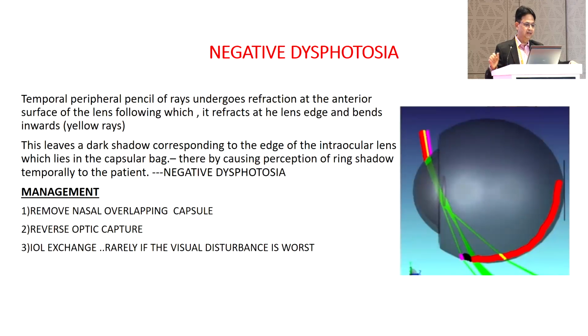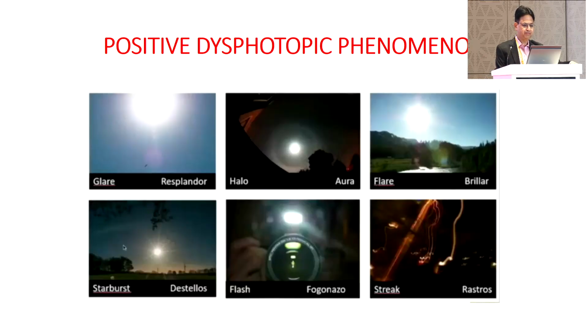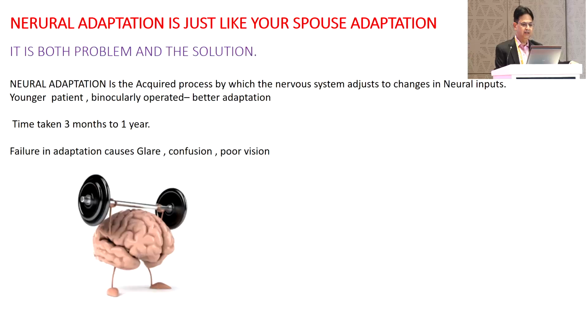Leave those patients. Now negative dysphotopsia, especially when the pencil of rays comes from the periphery and the edge of the shadow lands up and gives a shadow effect on the retina, the patient may complain about negative dysphotopsia. But in my practice I have seen that after 2 or 3 months the patient gets used to it, so we don't have to worry much about it. These are the positive dysphotopic phenomena usually seen in multifocal lenses with rings.